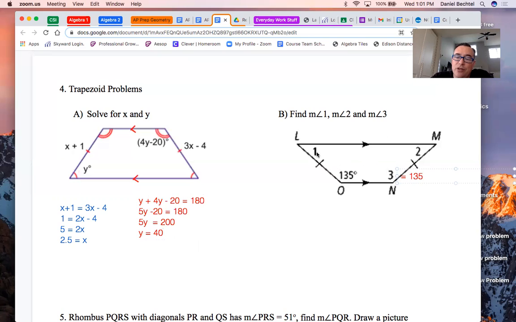Now, I know that these two, just like this last one, are supplementary. So 135 plus what equals 180? Well, in this case, if I take 180 minus 135, I'm going to get 45 for this one because those two added together equal 180. And that then means that since these are base angles, this guy right here is also going to equal 45. So two base angles are 45, other two base angles are 135. And these are supplementary and these are supplementary. And that's what we got. And that's going to be the end of problem 4.